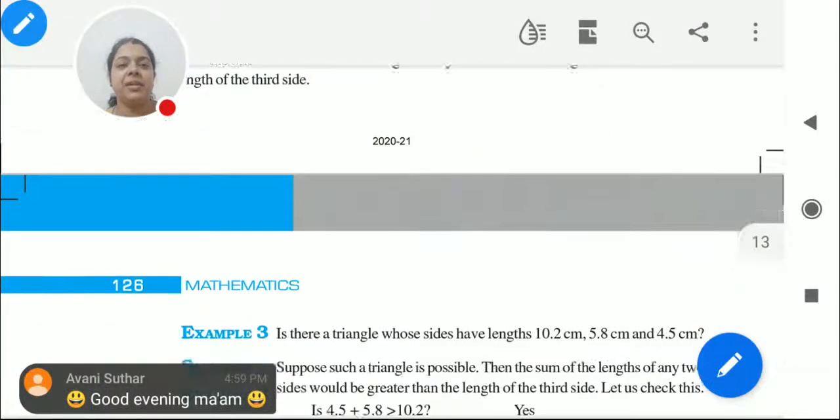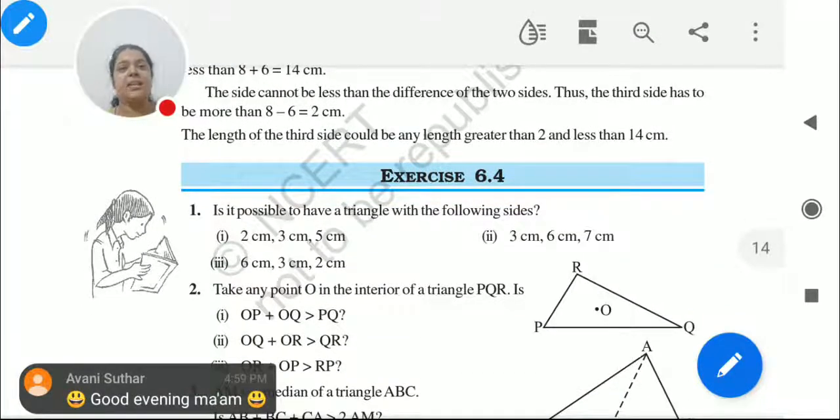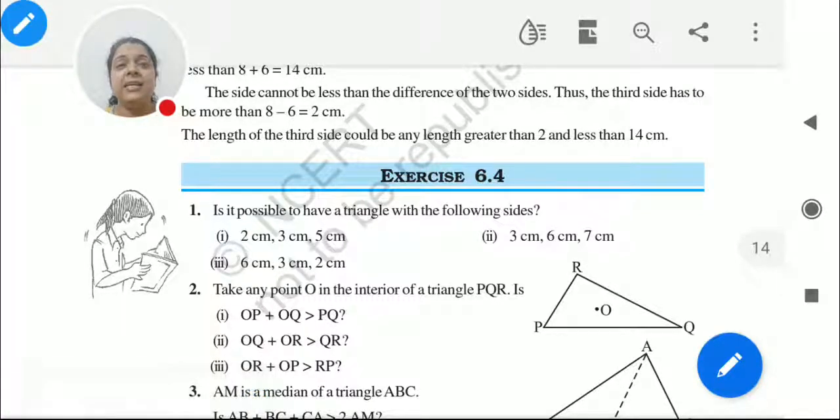Good evening, everyone. So, as it is Sunday, but we are here in the class because that day we couldn't start with this chapter, right? So, today what we are learning, it's class 7 and exercise 6.4. And the topic is triangle and its properties.